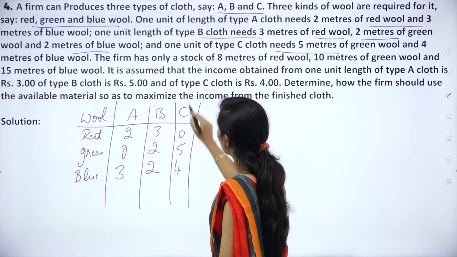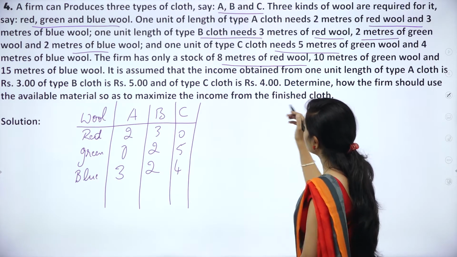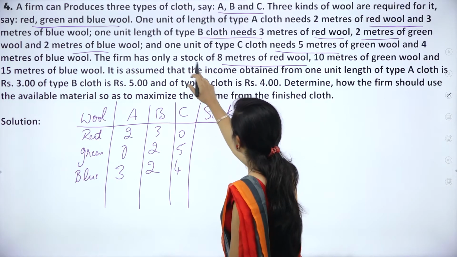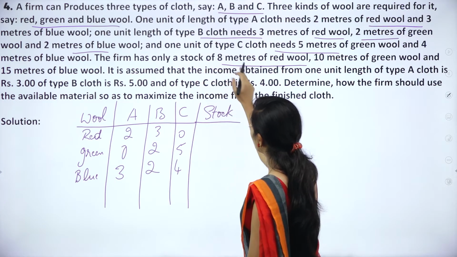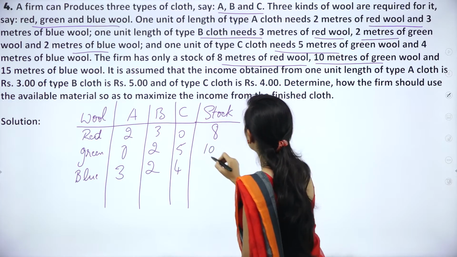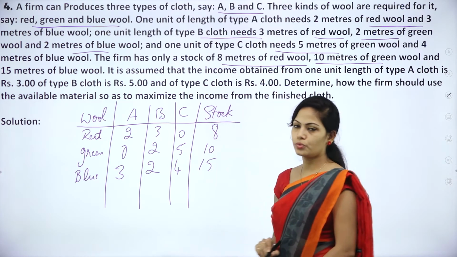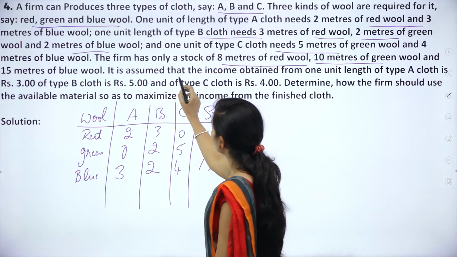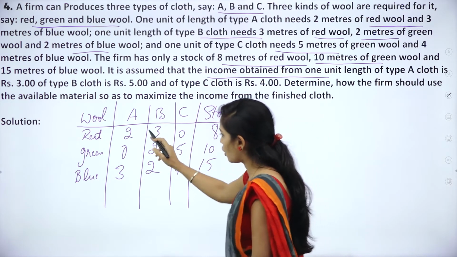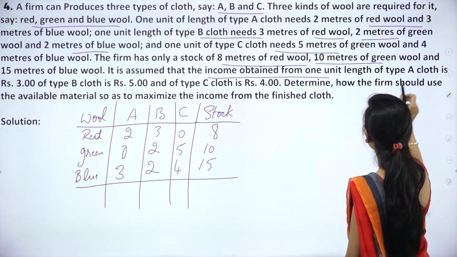The firm has only a stock of 8 meters of red wool. So they have given the stocks for each color of wool: 8 meters of red wool, 10 meters of green wool and 15 meters of blue wool. It is assumed that the income obtained from 1 unit length of type A cloth is, they have given the income for each type of cloth.